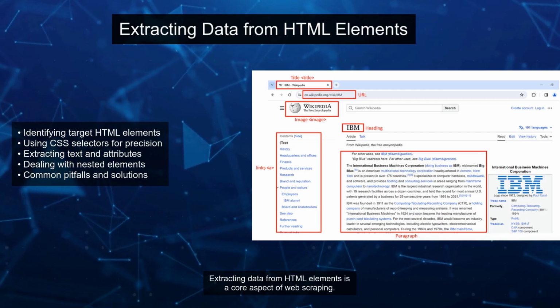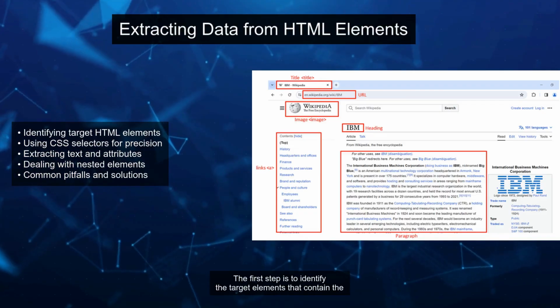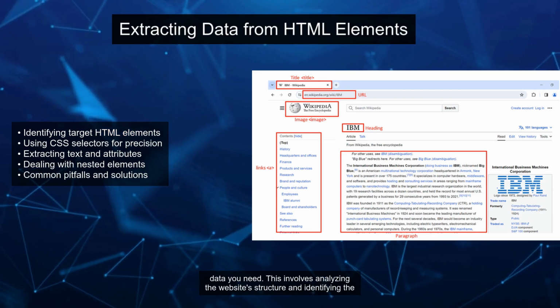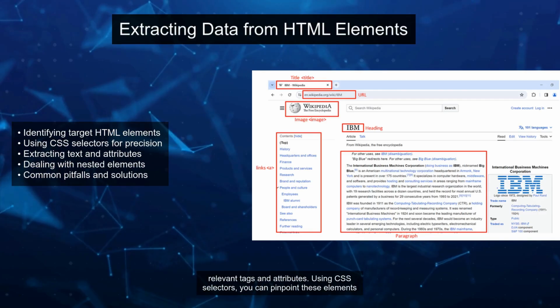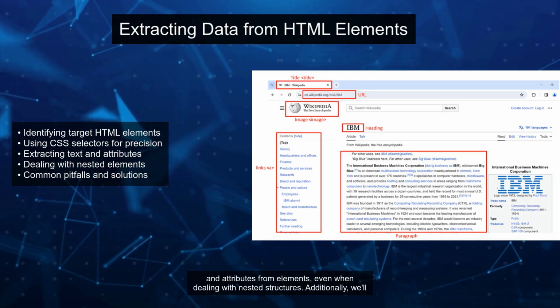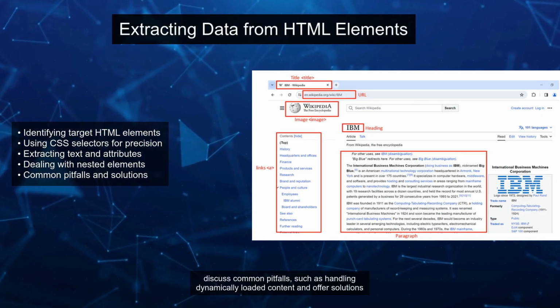Extracting data from HTML elements is a core aspect of web scraping. The first step is to identify the target elements that contain the data you need. This involves analyzing the website structure and identifying the relevant tags and attributes. Using CSS selectors, you can pinpoint these elements with precision, ensuring accurate data extraction. We'll demonstrate how to extract text and attributes from elements, even when dealing with nested structures.